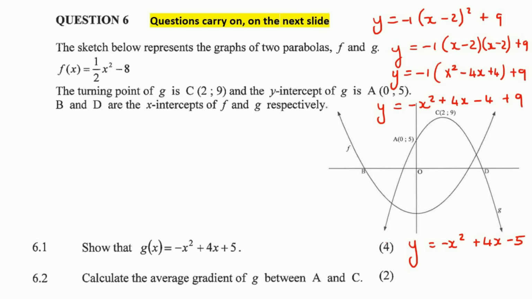Next one says calculate the average gradient. Okay, now when you see the word average gradient, I just want you to think of gradient. Just think of gradient. You know, y2 minus y1 over x2 minus x1. That's all that it means between a and c.